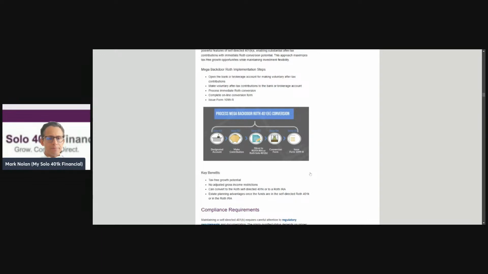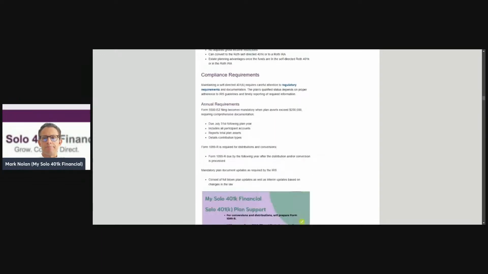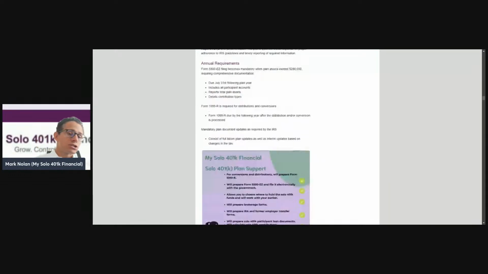You also want to understand the solo 401k compliance requirements going forward. We already talked about the eligibility requirements to open a solo 401k plan. Let's talk about ongoing requirements. Each year, there's a reporting of Form 5500-EZ that applies if the balance of your self-directed solo 401k is greater than $250,000. If that's the case, then a Form 5500-EZ will need to be filed. Same thing with Form 1099-R. A Form 1099-R needs to be filed if you process a distribution or a conversion within your solo 401k plan, or to an outside account.